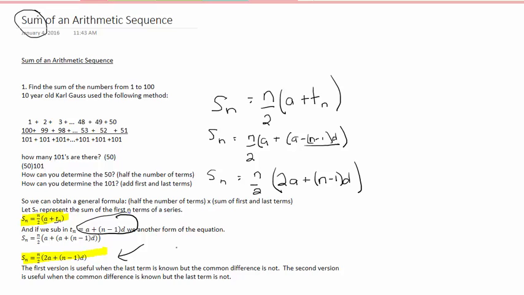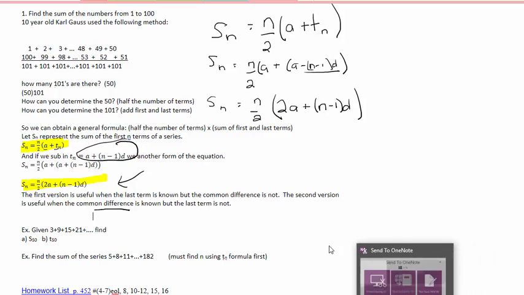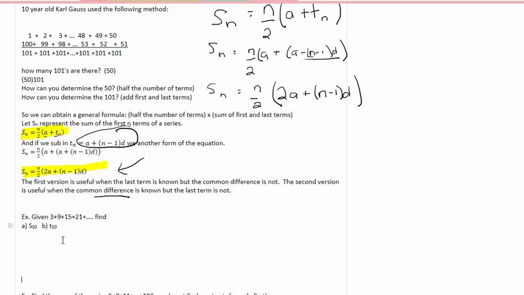These two formulas are what you're going to have to use to solve. The first version is useful when you know the last term. The second version is useful when the common difference is known, when you know what d is, but not the last term. As you go through the examples, you'll see quickly when you need each one. We'll do a few quick examples and then you can complete the rest of the work in class tomorrow.